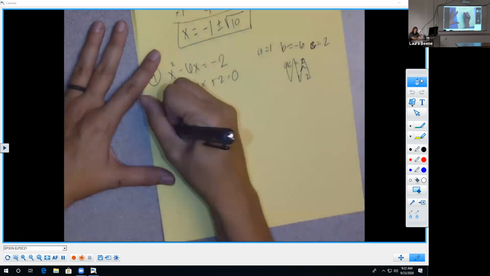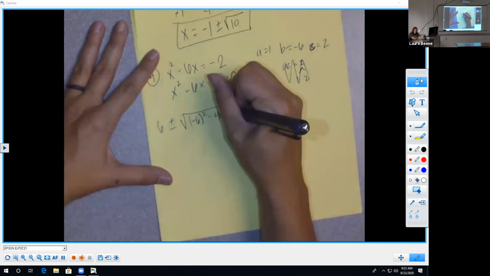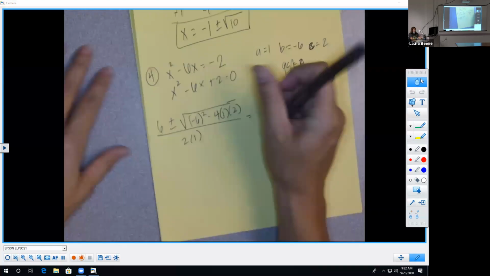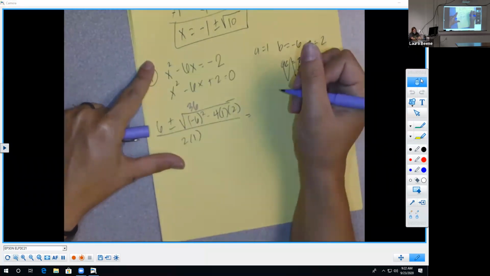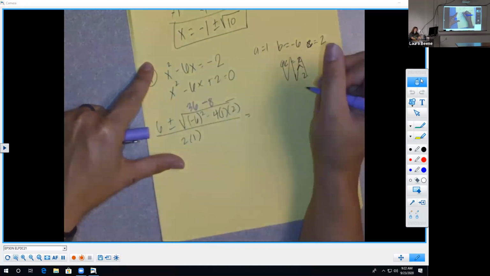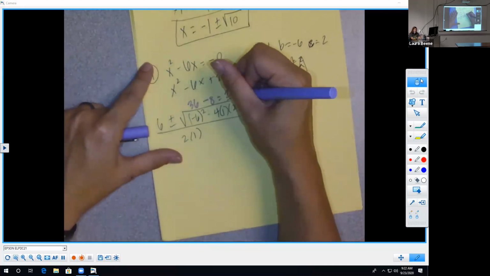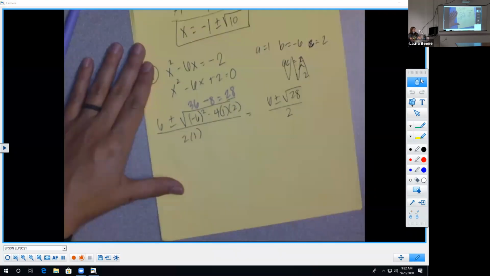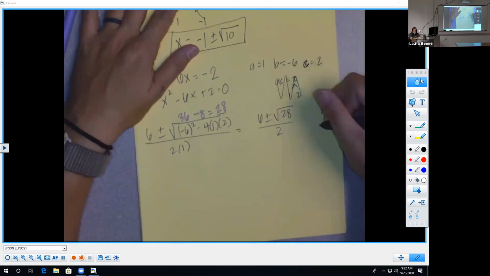When you do that, the number on the inside, 6 squared is 36. 4 times 1 times 2 is 8. So 36 minus 8 is 28, right? I get 6 plus or minus the square root of 28, divided by 2. Can I take the square root of 28? No. Will it break down? Yeah, it will break down.